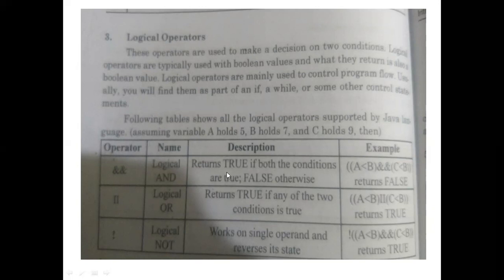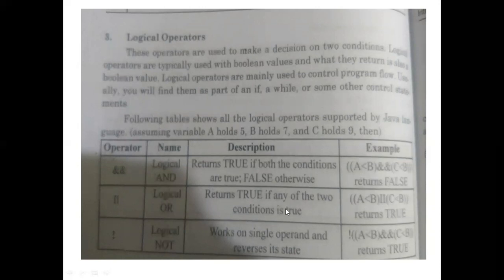So in the logical AND operator, only if both the conditions return true does the logical AND operator give you true. In any case of false, false, false, true, true, false, it gives false. Only true, true will give you true. So next is logical OR.